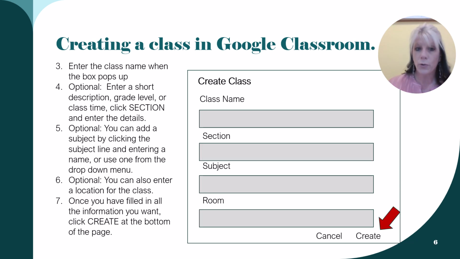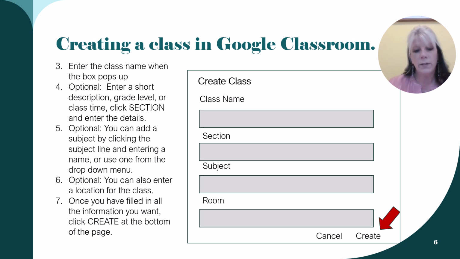Now, to continue to create a classroom, once you create your class, this box is going to pop up where you're going to put in all your information about your class. In the first section where it says class name, obviously you're going to put your class name in. The next sections are optional, but it's good to fill in because students will want to have a little bit more information. Enter a short description, grade level, or class time in the section and enter the details. And you can add a subject by clicking the subject line and entering a name or use one from the drop-down menu. You can also enter a location for the class.